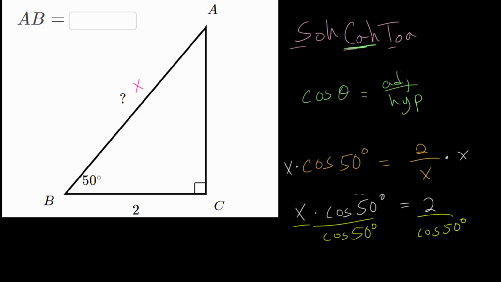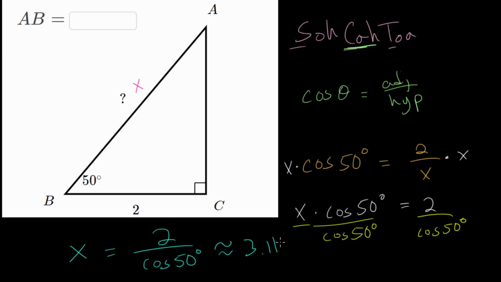On the left-hand side, the cosine of 50 in the numerator and denominator will cancel out, and we get that x is 2 divided by the cosine of 50 degrees. At this point, we can use our calculator. Just make sure your calculator is in degree mode and not radians. What you'll see is that this is approximately 3.11. Again, this is an irrational number, so the decimal actually just goes on forever without a pattern.